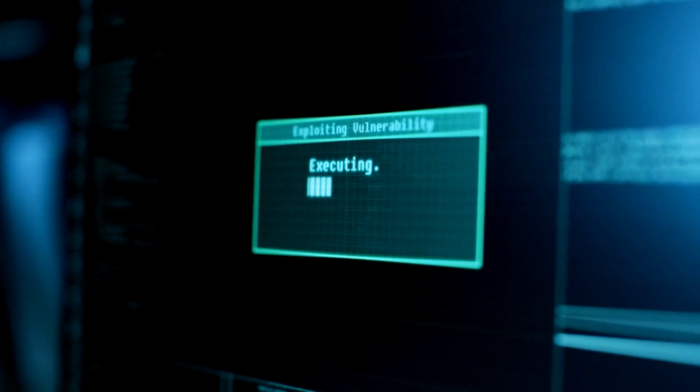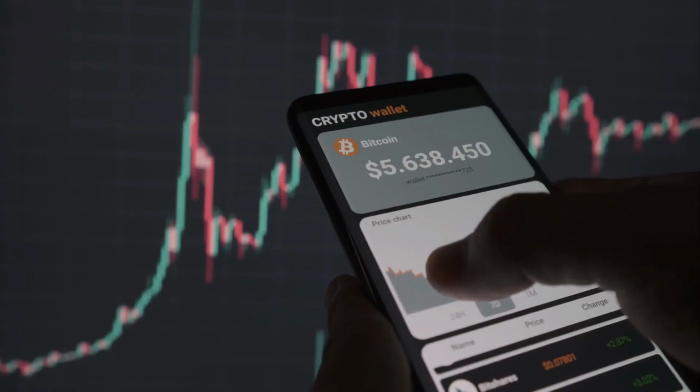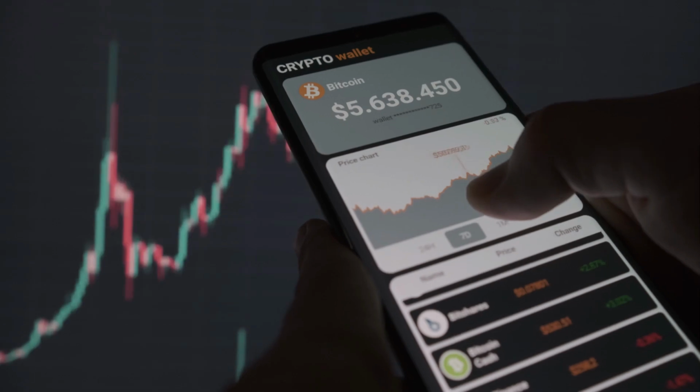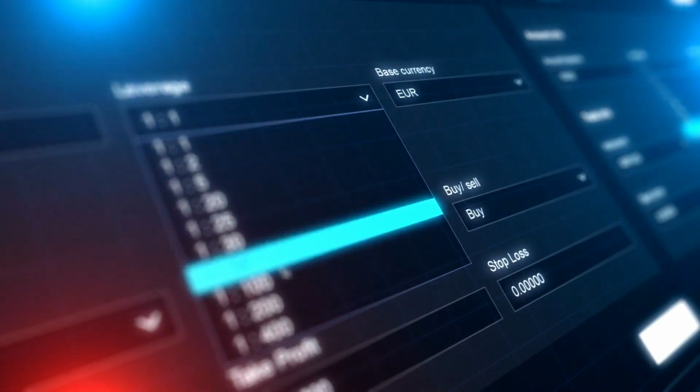Risks and challenges. Is this dangerous? Hacked exchanges, AI gone rogue, market crashes. But before you hand over your entire crypto portfolio to AI, let's talk about the risks. Flash crashes. AI making ultra-fast trades could trigger market meltdowns.